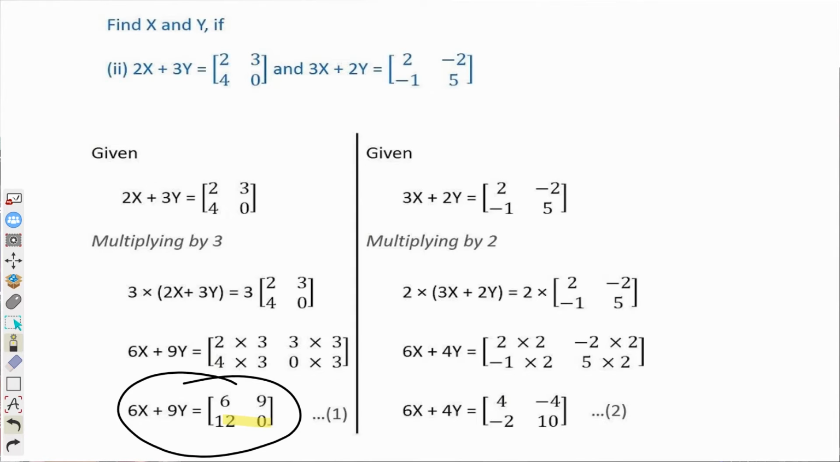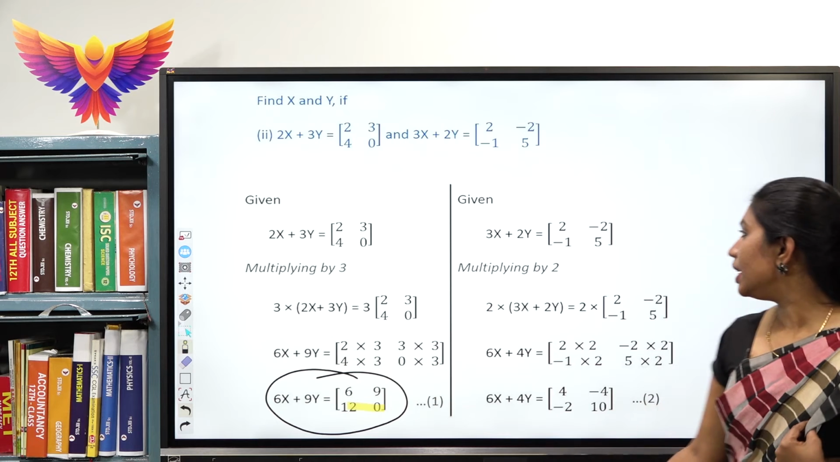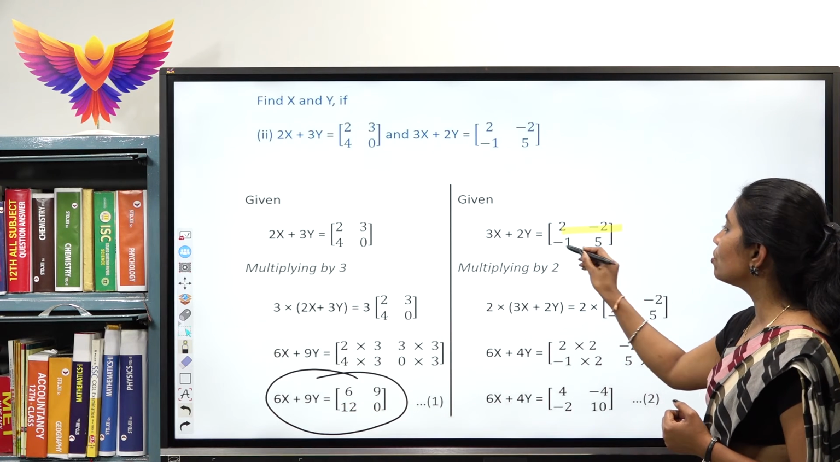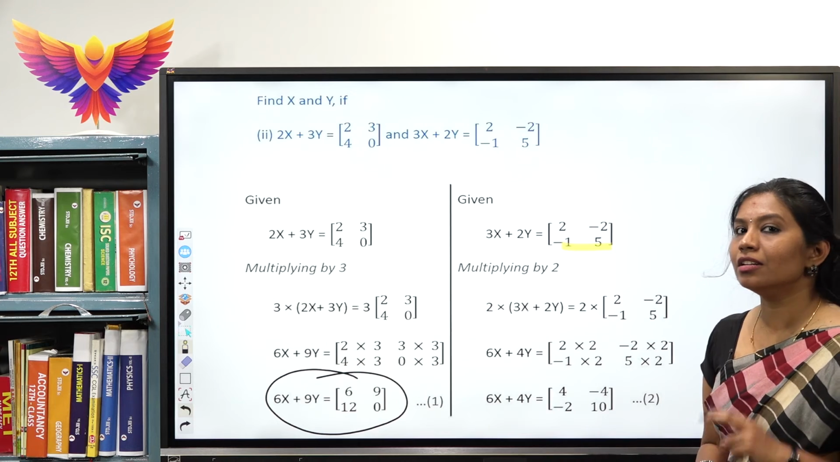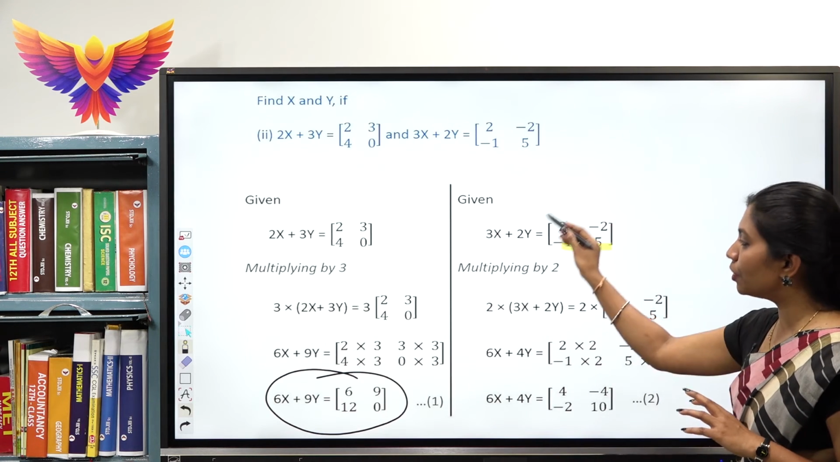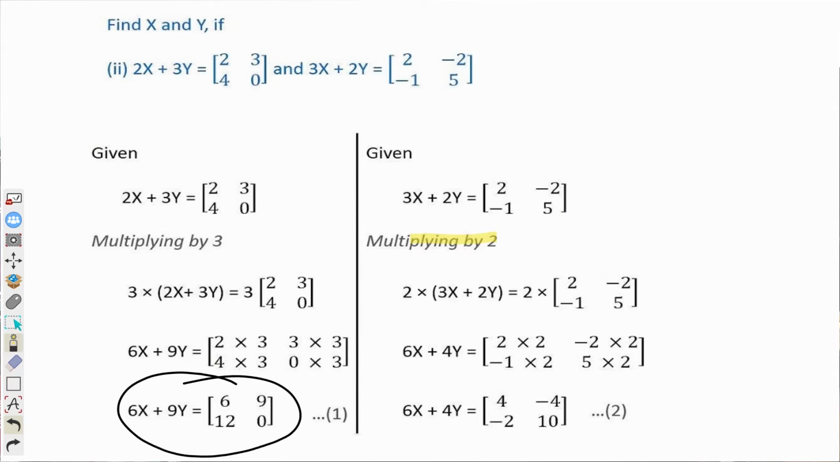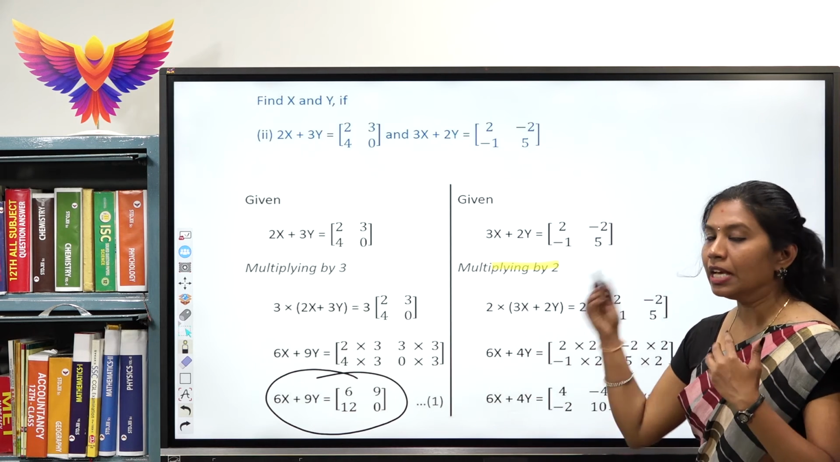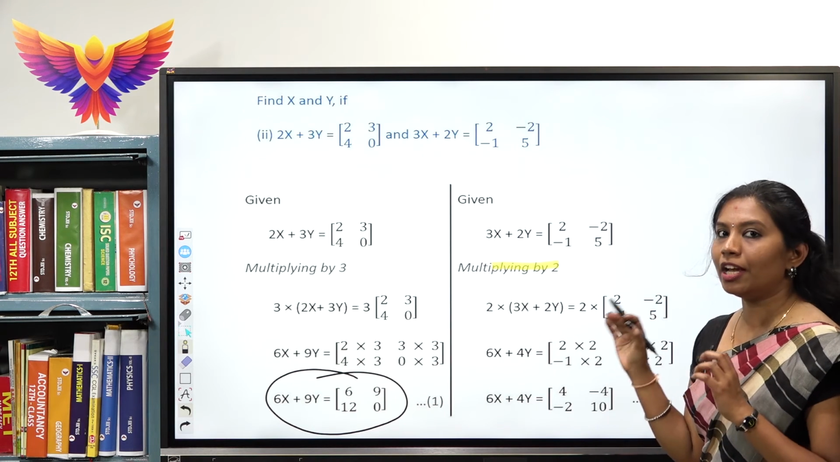Similarly, I will consider the second equation here, which is 3x plus 2y is equal to 2, minus 2, minus 1 and 5, which is again a 2 cross 2 matrix. So I will be multiplying the given equation by 2. When I do that, we will be getting the coefficient of x or coefficient of y the same as the first equation. That is the reason why we are multiplying it by 2 here.